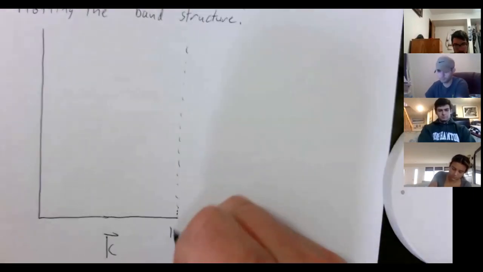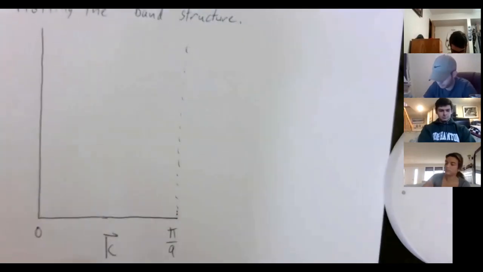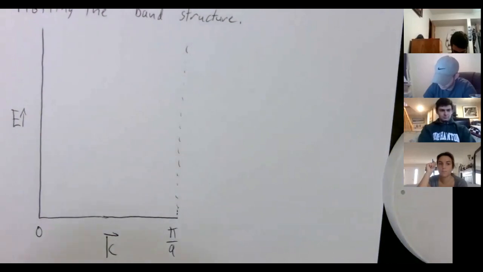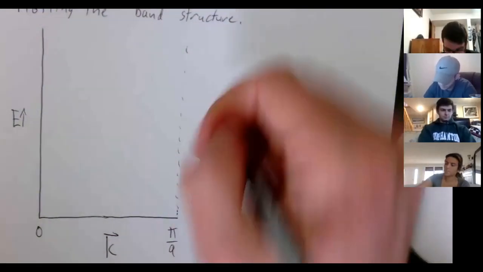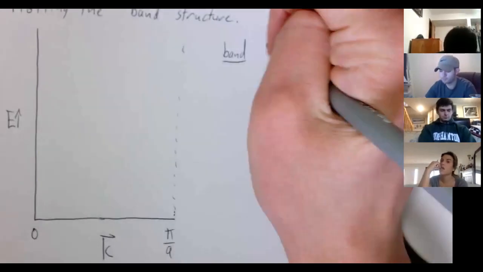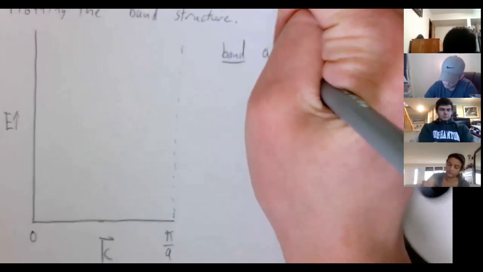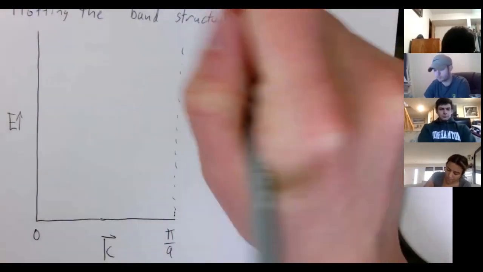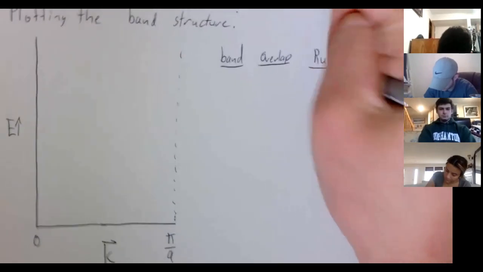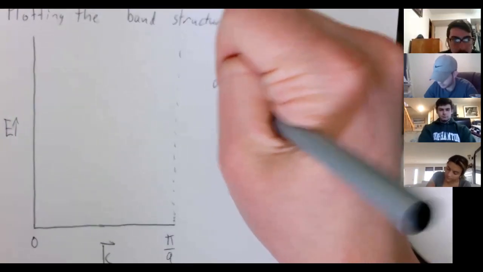Okay. Pi over a, 0. We got our energy. Okay. Let's think about the different bands we're going to have. We're going to look at their overlap, and we're going to decide if they run up or run down. So we got dz squared.